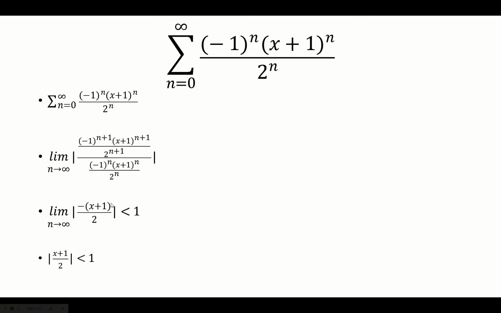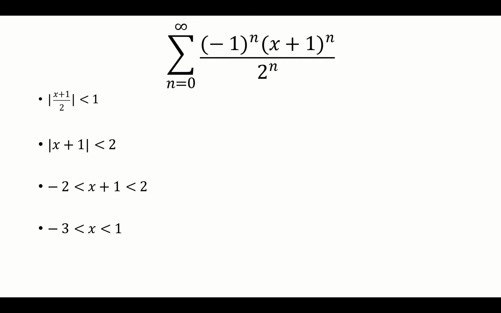And then notice that (x + 1)/2 does not depend on n. So the limit is just the absolute value of (x + 1)/2. And so we want that to be less than 1. I can multiply both sides by 2 to get the absolute value of x + 1 is less than 2, which means that x + 1 has to be between -2 and 2. And if we subtract 1 from both sides, we get -3 and 1.